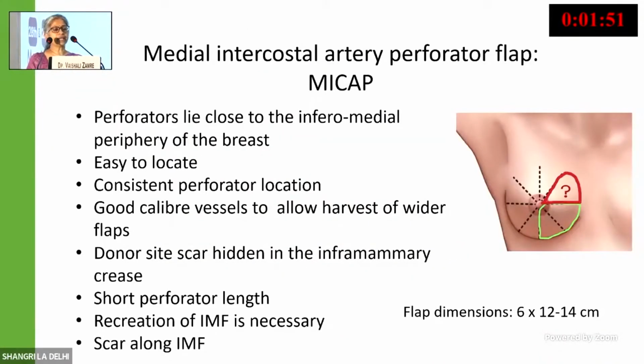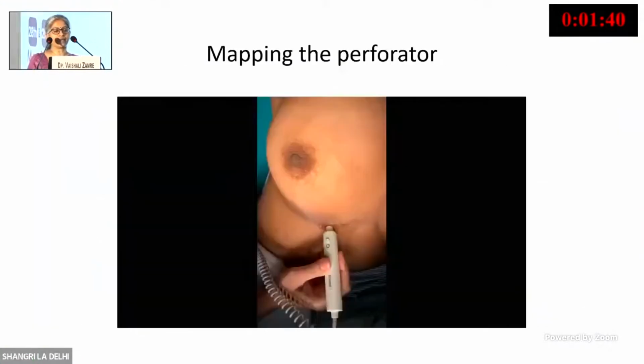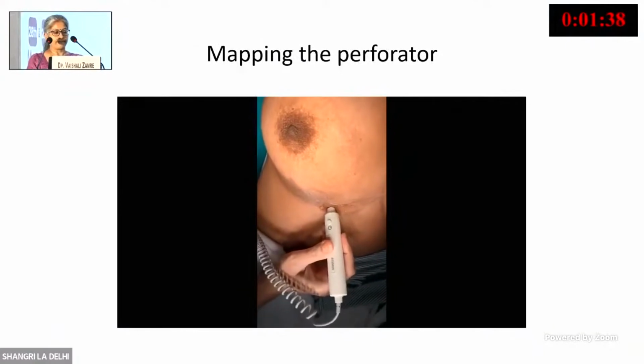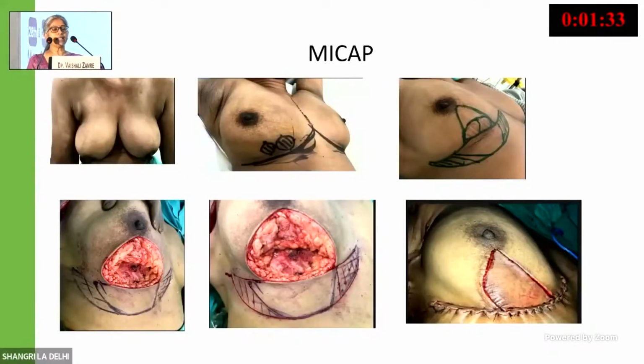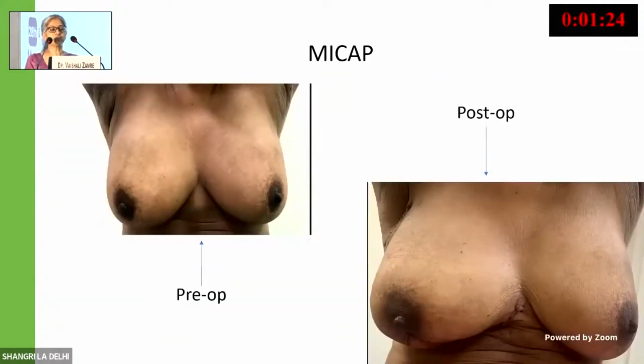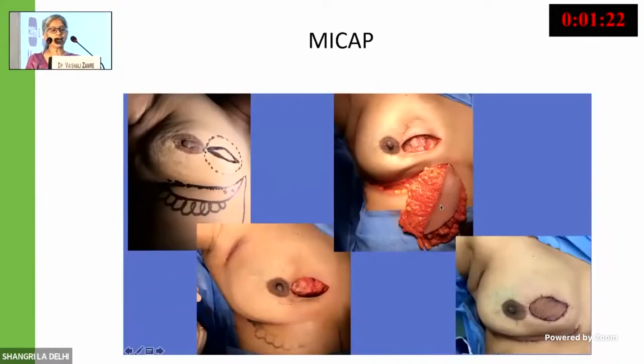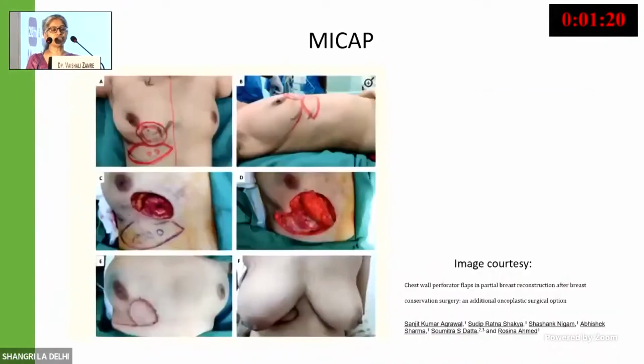Then MICAP is located in the medial aspect of the breast. Easy to locate, consistent perforator location, good caliber vessels, and suitable for tumor locations in the medial aspect. Another example, again, MICAP has been used to replace large tumors in the inferior quadrant with skin replacement as well. This is pre and post-op. Again, MICAP skin replacement can be very well achieved.